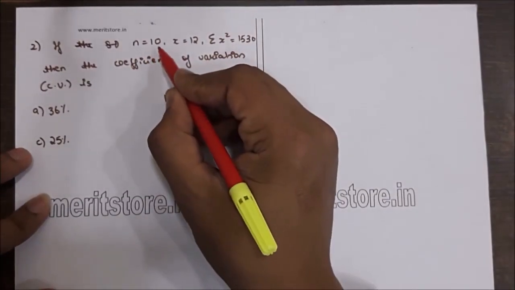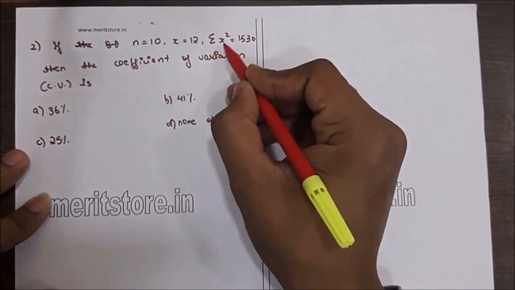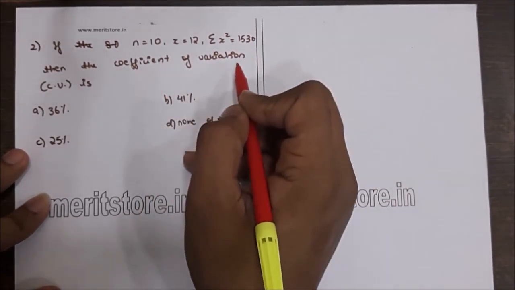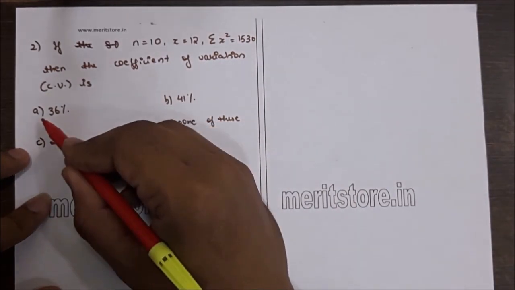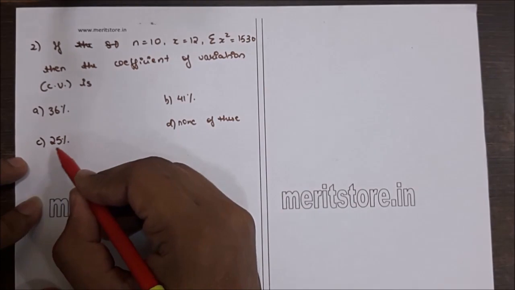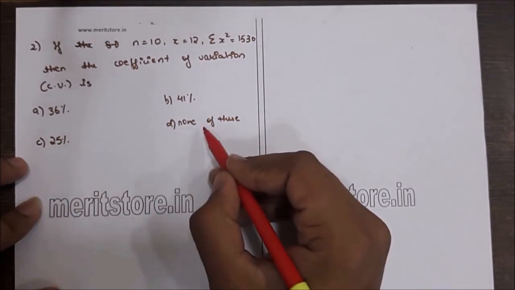If n is equal to 10, x bar is equal to 12, summation x square is equal to 1530, then the coefficient of variation is: option A 36%, option B 41%, option C 25%, option D none of these.